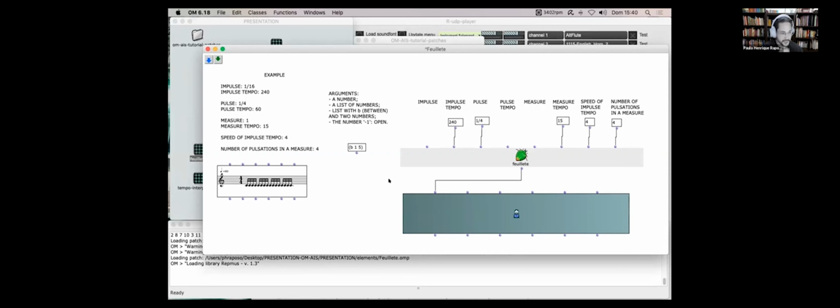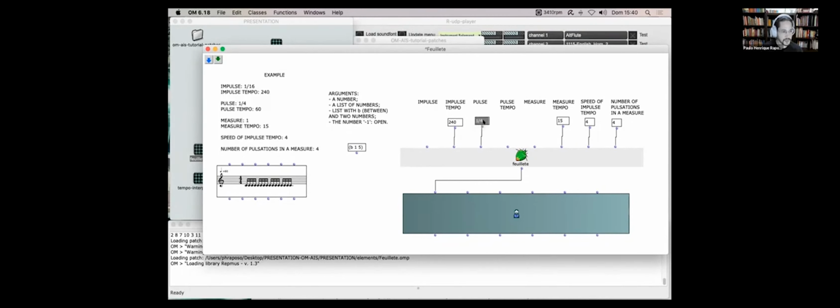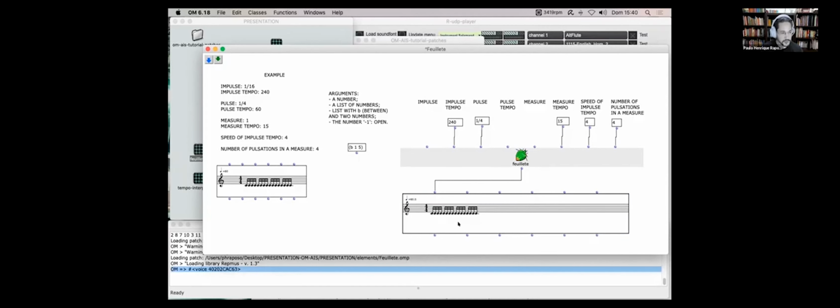So here I have transcribed this to the function. For example, the impulse tempo, the pulse, the measure, the speed of impulse tempo, and the number of pulsations. And we have only one solution, that is this one, because it's very limited, you know.